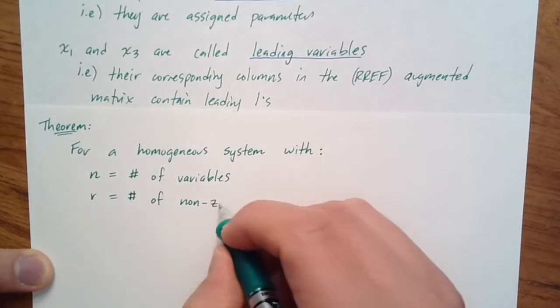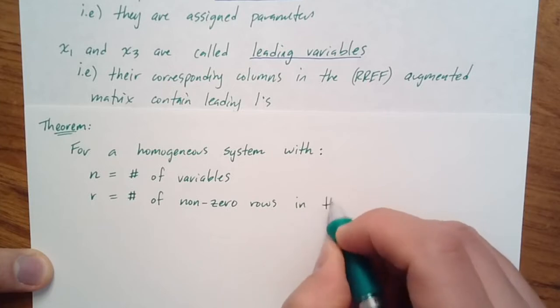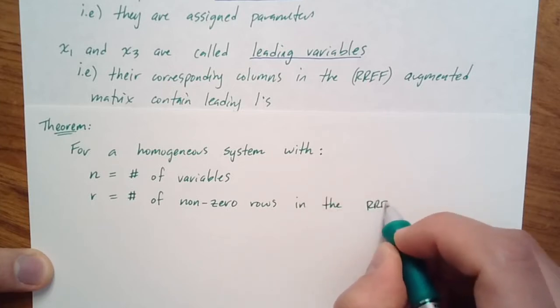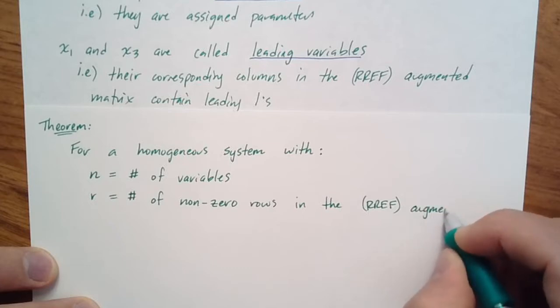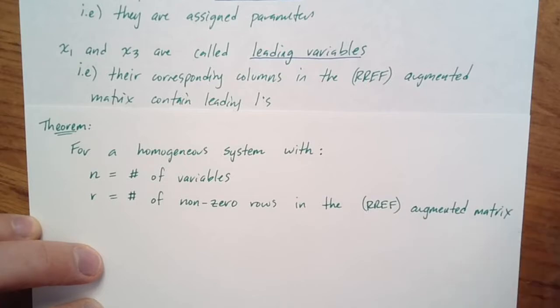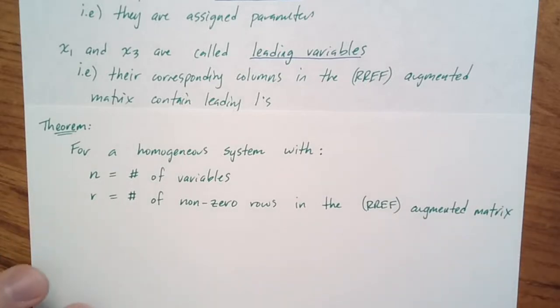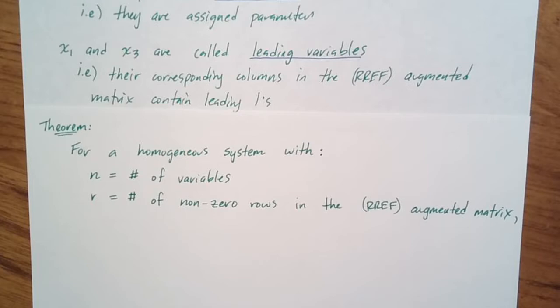So let's write that out carefully. Rows in the RREF augmented matrix. And I can almost squeeze this in here. Just barely fit that in one line. So if you have that, we've got n is the number of variables, r is the number of non-zero rows in the reduced row echelon form matrix.